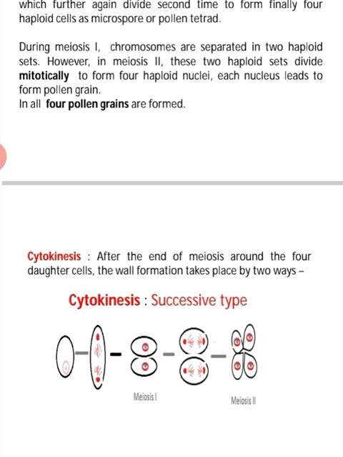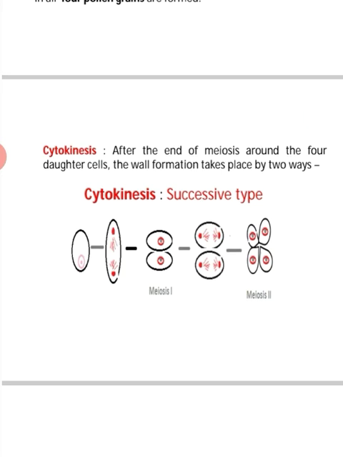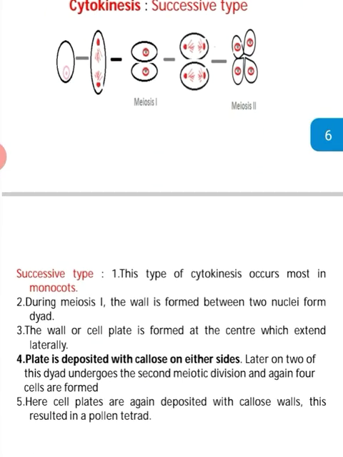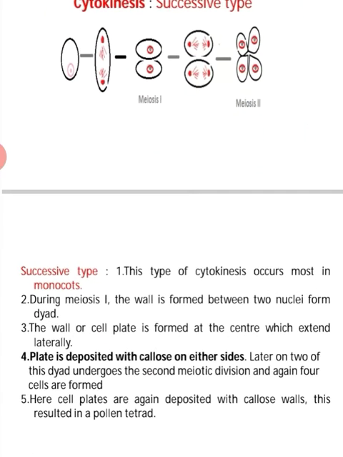Cytokinesis. After the end of meiosis, around the four daughter cells, the wall formation takes place, and that is nothing but cytokinesis. This is of two types. The first, that is the successive type. This type of cytokinesis occurs mostly in the monocotyledons.